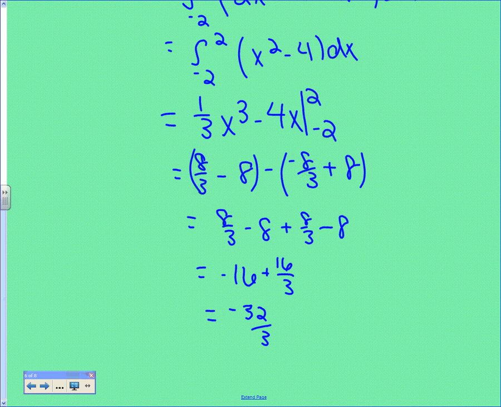So that's what I got. Is area supposed to be negative? So if I got a negative, what does that probably mean I did? I did it backwards. So what is my area? 32 over 3. So your actual area would be 32 over 3 units squared.